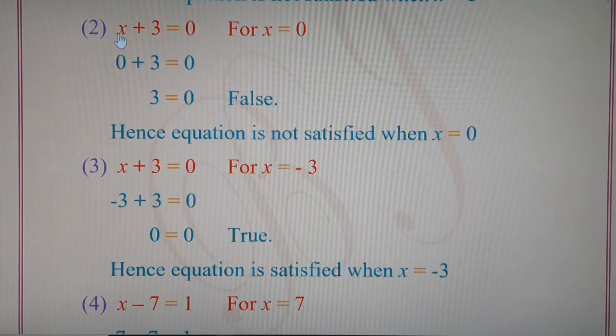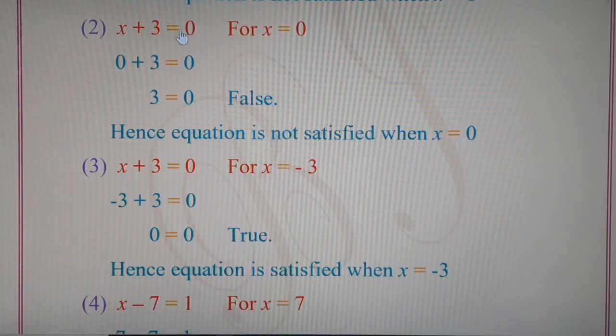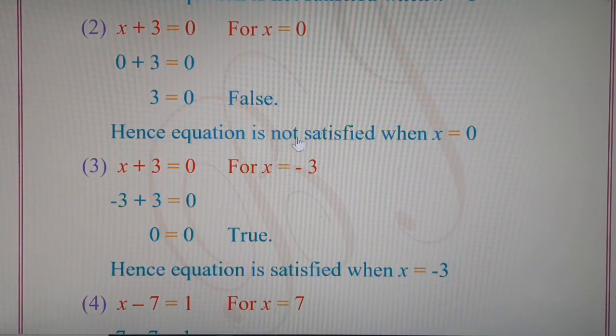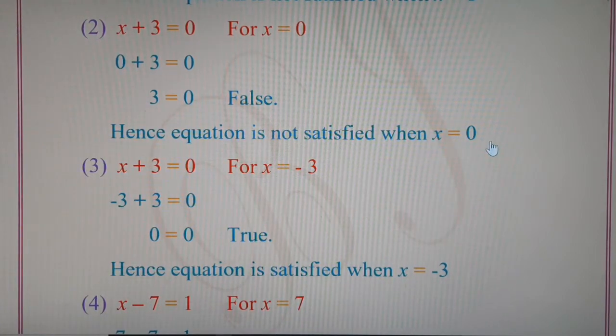The second example, x plus 3 equal to 0 for x equal to 0. So instead of x, we substitute the value 0 and the rest of the things we copy as it is. Instead of x, we write 0 plus 3, equal to 0. 0 plus 3, the answer is 3. On the left hand side, we get 3 and the right hand side is 0. 3 equal to 0. Are they equal? No, they are not equal. It is wrong. It is false. Hence, we say the equation is not satisfied when x equal to 0.